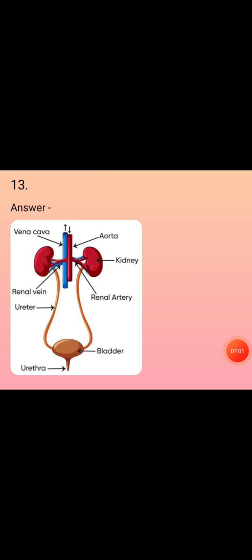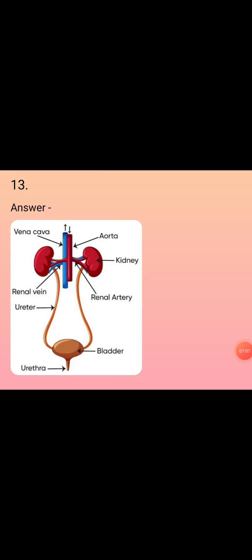And our next question is, why is it necessary to excrete waste products? And the answer is, it is necessary to excrete waste products because they are toxic and harmful for the body. And our next question is, draw a diagram of the human excretory system and label the various parts.